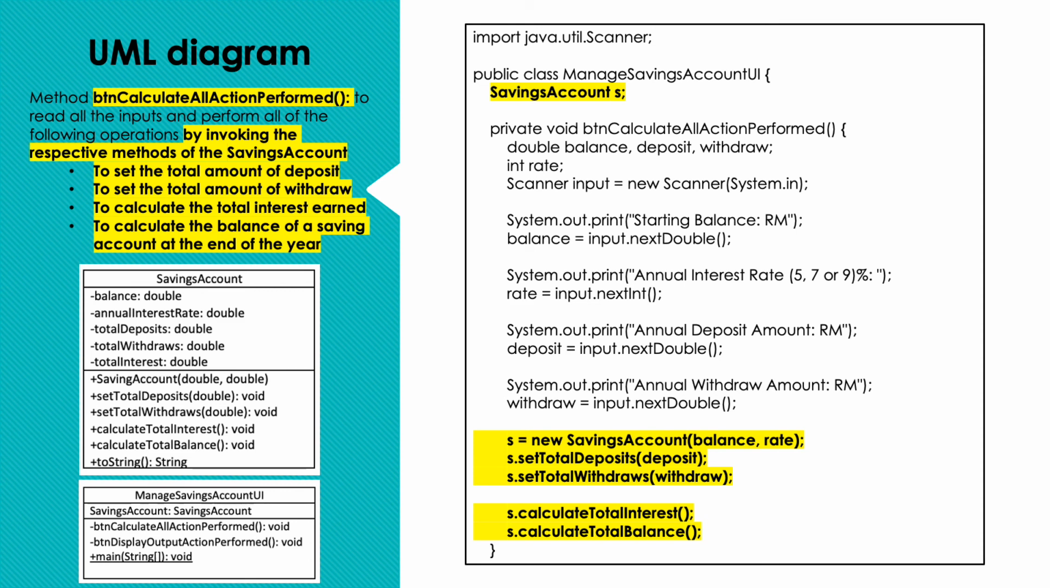To set the deposit, we are calling the setTotalDeposits method. It takes in one input, which is the deposit. So we write s.setTotalDeposits(deposit). Next one is to set the total amount of withdraw. So we write s.setTotalWithdraws, and the input that it takes is the withdraw value. Then we need to calculate the total interest earned and calculate the balance. So we would call s.calculateTotalInterest and also s.calculateTotalBalance. Those methods are of type void, so they will not return any value back.